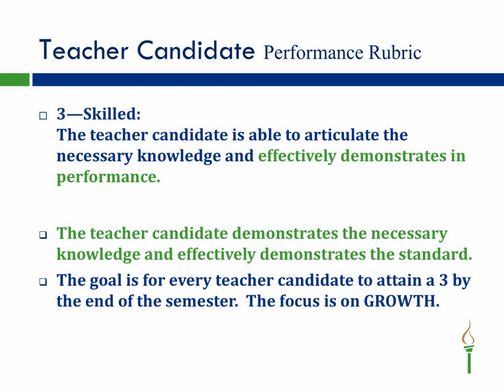A score of 3, skilled, indicates that the teacher candidate is able to articulate the necessary knowledge and demonstrate it effectively in performance. A teacher candidate who scores a 3 is demonstrating the standard at a level we would expect for them to accomplish by the end of their student teaching semester. A 3 is the target score for teacher candidates to reach, as indicated on both the MEES Teacher Candidate Assessment tool and the MEES Teacher Candidate Assessment rubric.